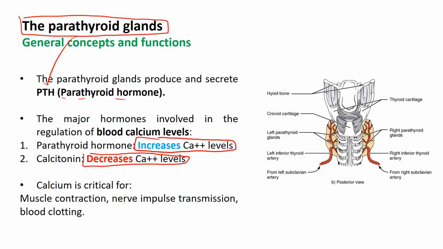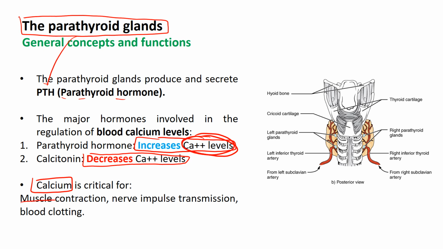Parathyroid hormone is produced by the parathyroid gland. Calcitonin is produced by the thyroid gland. And the important thing here to recognize is that we are looking at the levels of calcium in blood. So everything is based on what the calcium levels in blood are. Once again, you can see here the major reasons why calcium levels are important.